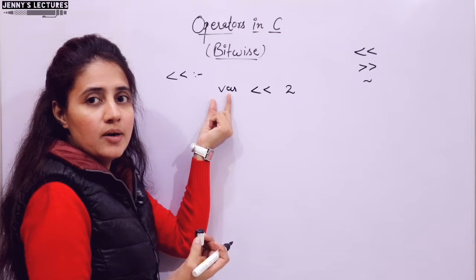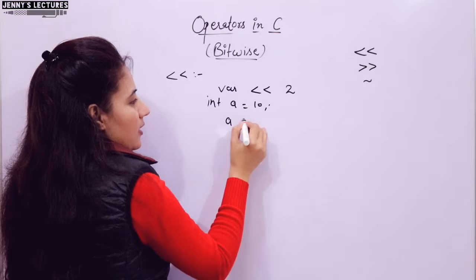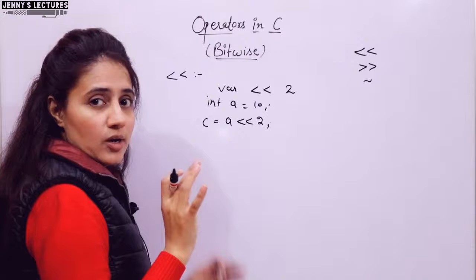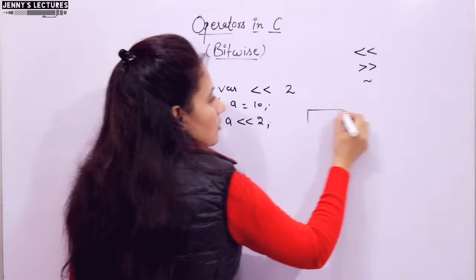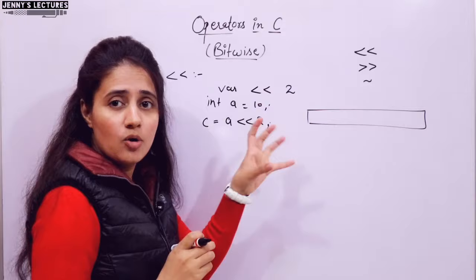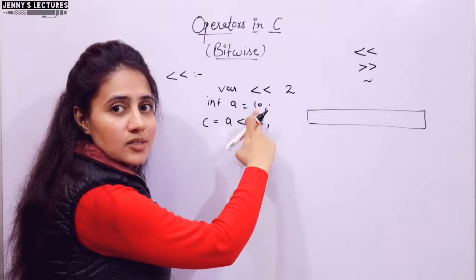Suppose I am taking this example: int a is equal to 10, and I am writing a left shift 2, and storing this value in c. Now what value would be stored in c? Let's check the functioning of the left shift operator. The value is 10. Bitwise operators always operate at bit level, while all the other operators operate at byte level. So first of all, convert this decimal number into binary form. I'm using 8-bit representation.